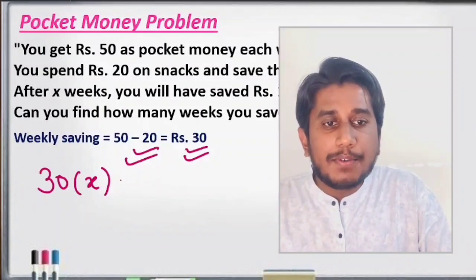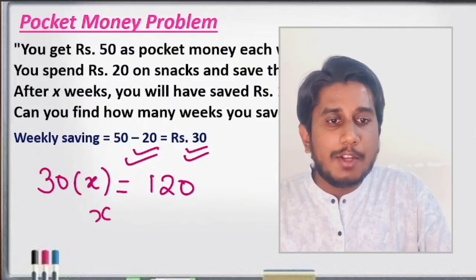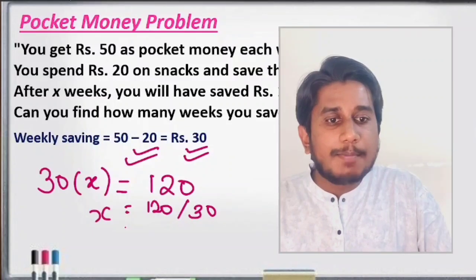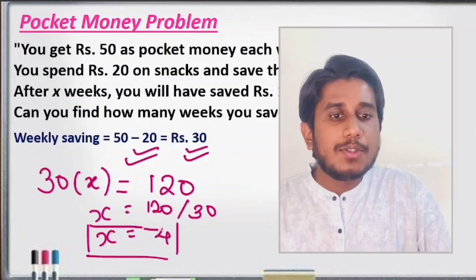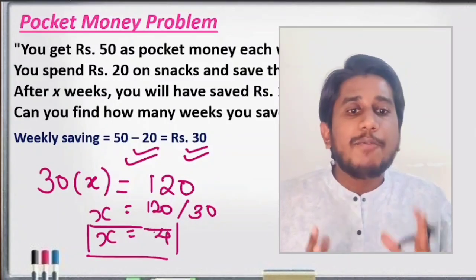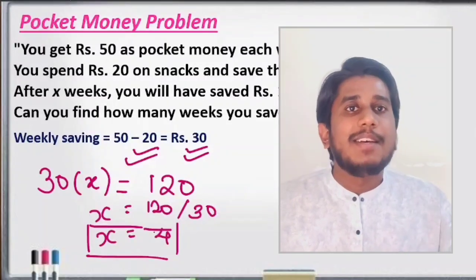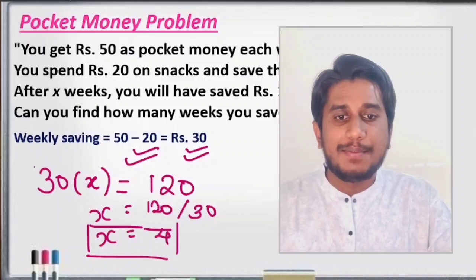And you have saved a total of 120 rupees. So the X value becomes 120 divided by 30. It becomes 4. X equals 4. So the answer is 4 weeks. You can save the 120 rupees after 4 weeks. Right? Very good.